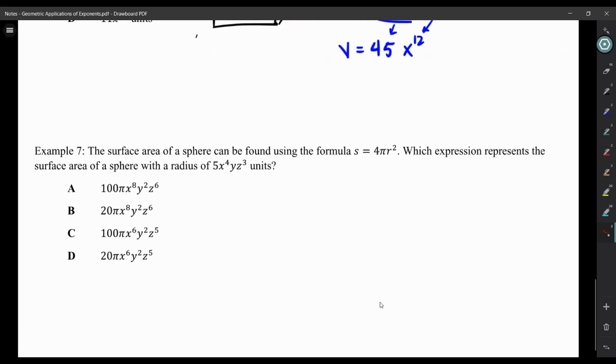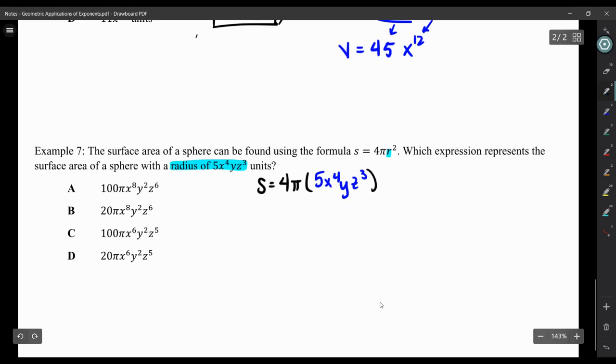Here's example 7. The surface area of a sphere can be found by using the formula S equals 4 pi r squared. Which expression represents the surface area of a sphere with a radius of 5x to the fourth y z to the third units? So that's my r. So if I plug in, surface area equals 4 pi times my radius, which is 5x to the fourth y z to the third, squared.